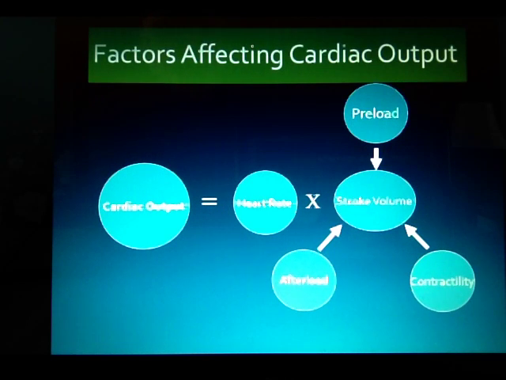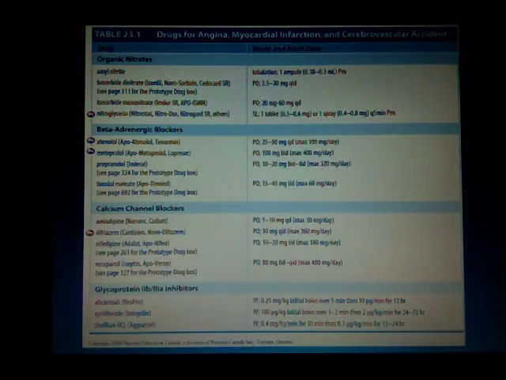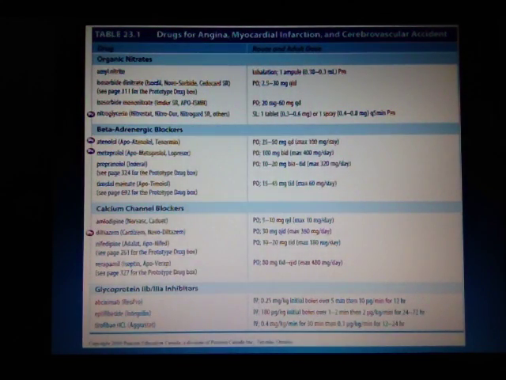Again, this is a slide that I like to show because it's nice and simple. Cardiac output equals heart rate times stroke volume. Stroke volume is affected by preload, afterload, and contractility. The drug classes I'm going to review now are organic nitrates, beta blockers again, calcium channel blockers again, and thrombolytics. We are going to be focusing this talk on nitroglycerin. I've already reviewed the beta blocker metoprolol and the calcium channel blocker nifedipine.